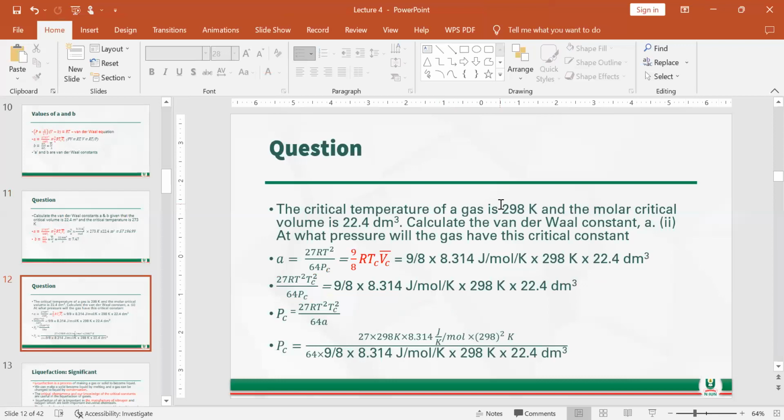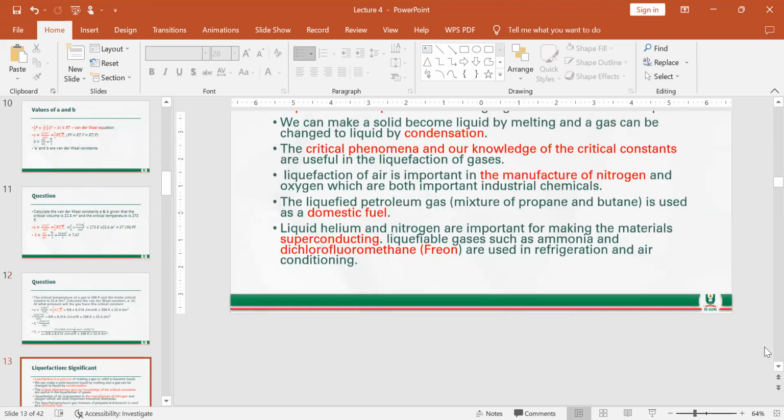Question: the critical temperature of a gas is 298 Kelvin and the molar critical volume is this. Calculate the van der Waals constant A. At what pressure would the gas have the critical constant? So now look at it. The important thing is, can you calculate the van der Waals constant A? From here, you can also calculate B. Once you know the molar critical volume, of course, you can calculate B. So this is a way of applying that equation. You can see for yourself.